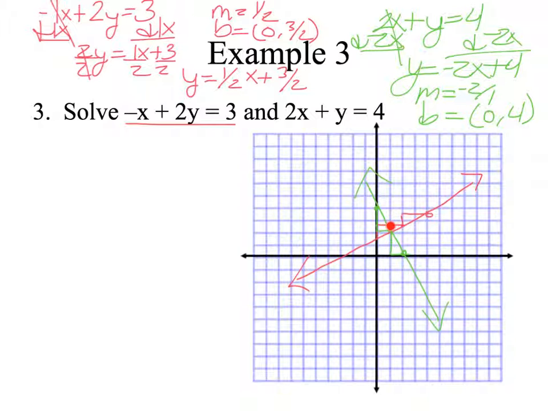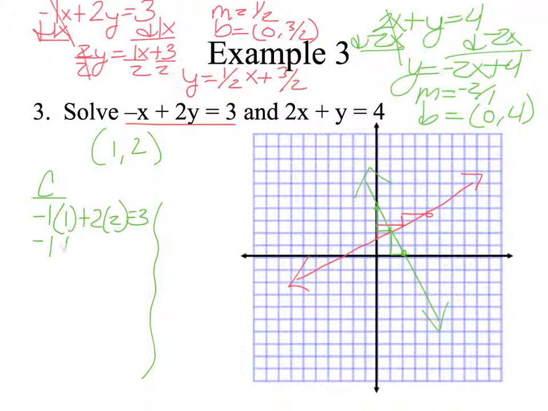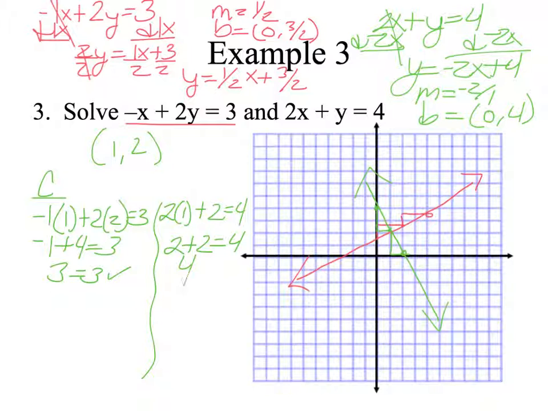Right, here's my point of intersection. That's at the ordered pair 1, 2. Plugging it in for my checks. Negative 1 times 1 plus 2 times 2 needs to give me 3. Negative 1 plus 4 needs to give me 3. 3 equals 3. And my answer checks. Second equation, 2 times 1 plus 2 needs to give me 4. 2 plus 2 needs to give me 4. 4 equals 4. And my answer checks.